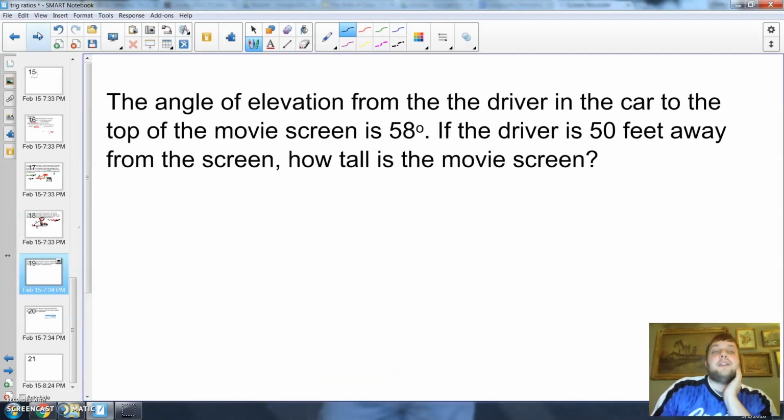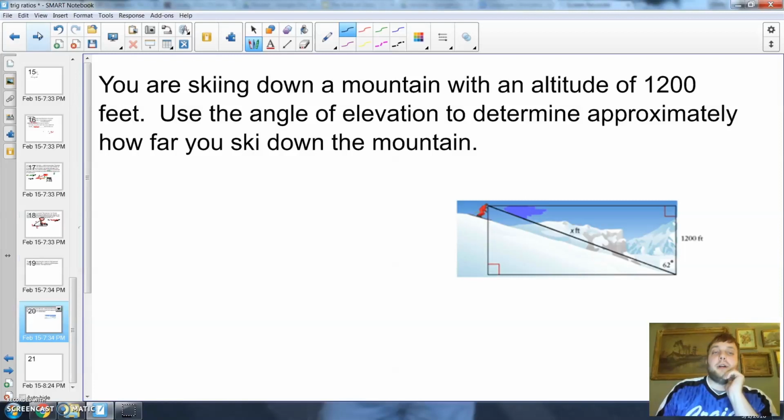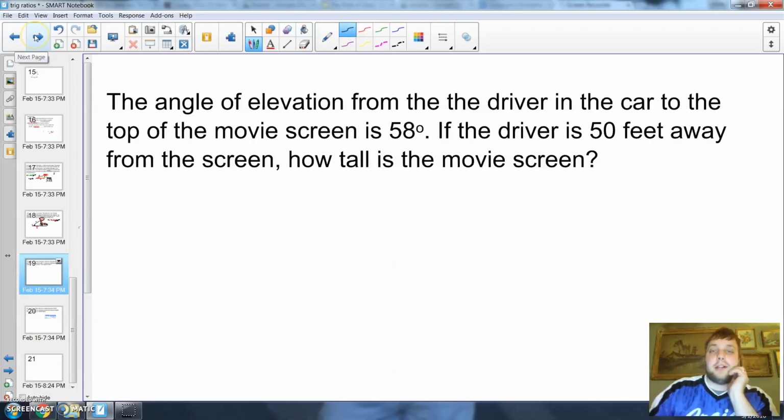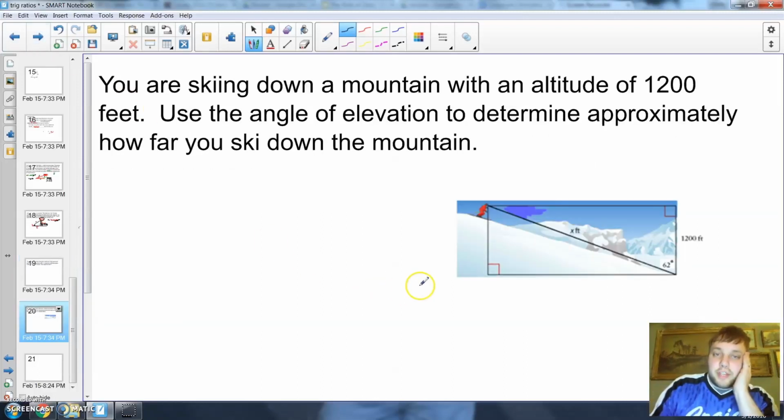We're going to skip over the next couple, and I'm going to do the skiing down the mountain one. Then you guys do the angle of elevation for the driver one. We're doing the skiing one because that one says something else. You got a picture here. You are skiing down a mountain with an altitude of 1,200 feet. Use the angle of elevation to determine approximately how far you ski down the mountain.